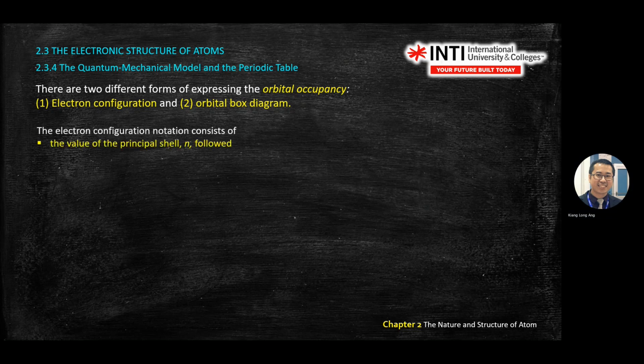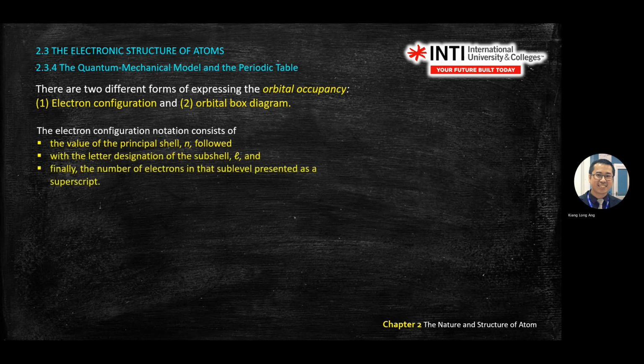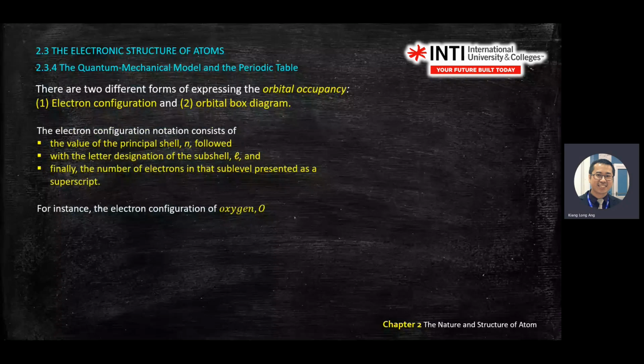Meaning, how do we draw the position of electrons? So these are the key things. The electron configuration notation consists of n, the principal shell, subshell l, and ml or ms. So you still need the four quantum numbers. So let's look at the electron configuration for oxygen.